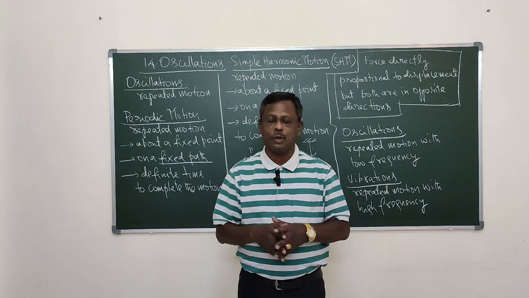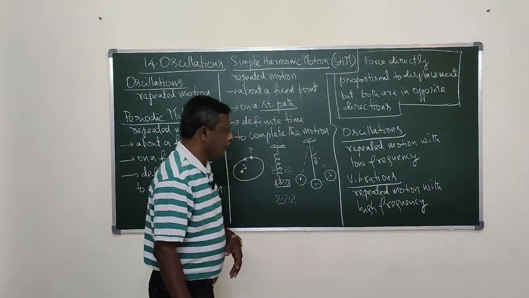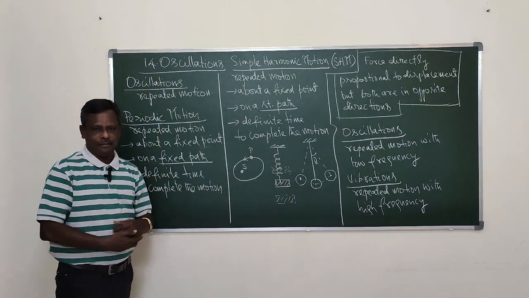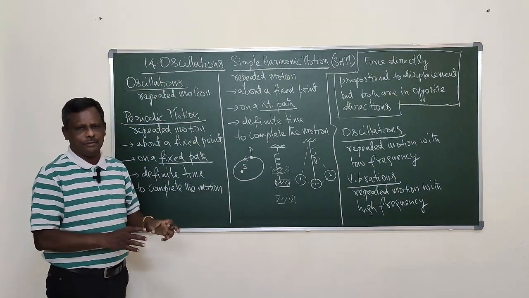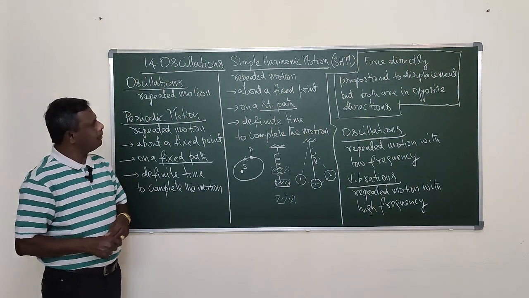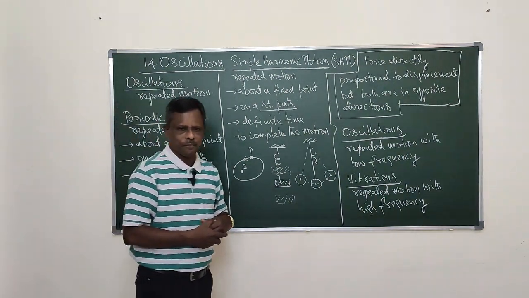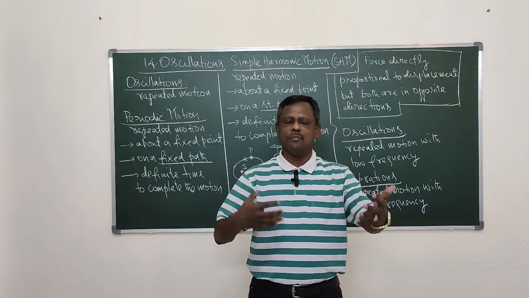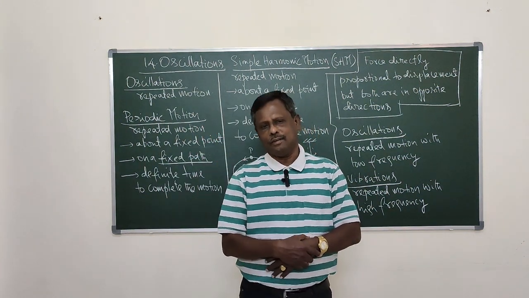In this class, we are going to start a new lesson, chapter 14, Oscillations. So, this lecture is like an introduction for this lesson. What is oscillation? Oscillation is a repeated motion. The oscillation is a repeated motion taking place in a particular path. We call it the oscillation.